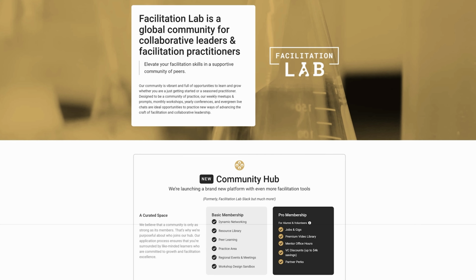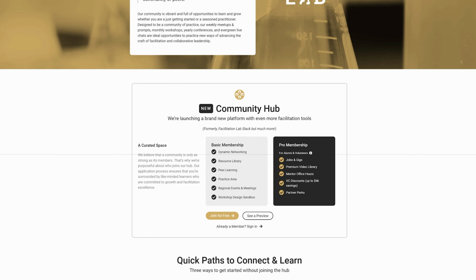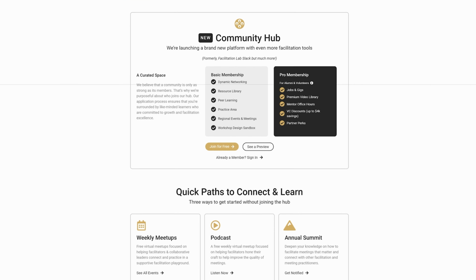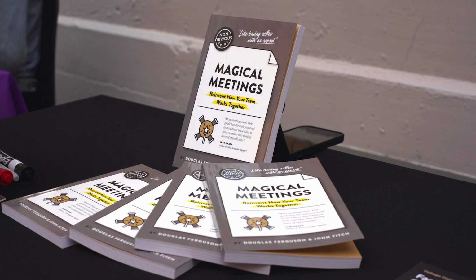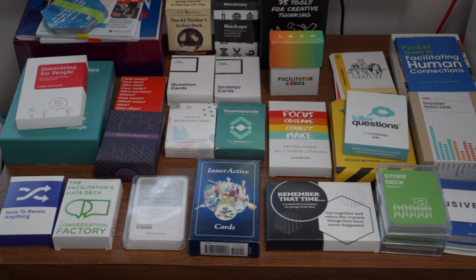We also have a community that you can join with lots of resources and learning and reading. There's also plenty of books. We have one called Magical Meetings. There's plenty of others that you can check out. But this is not the kind of thing you read about and then instantly become expert or proficient at. You have to practice it.